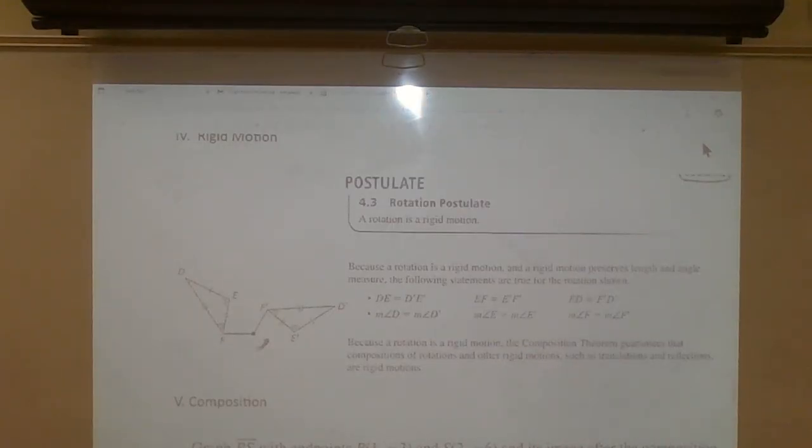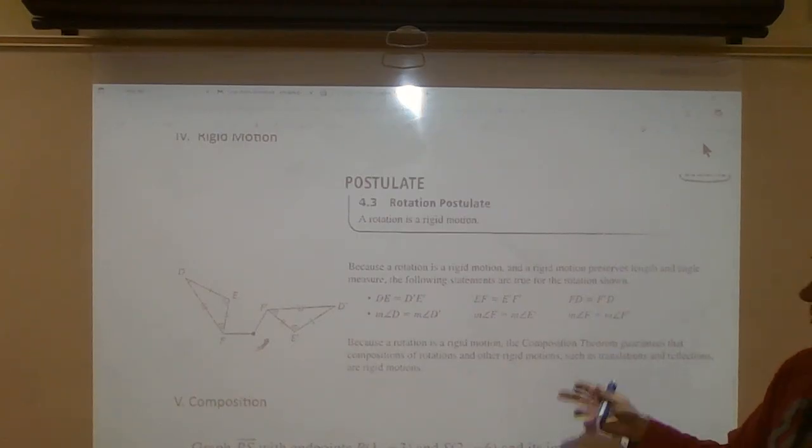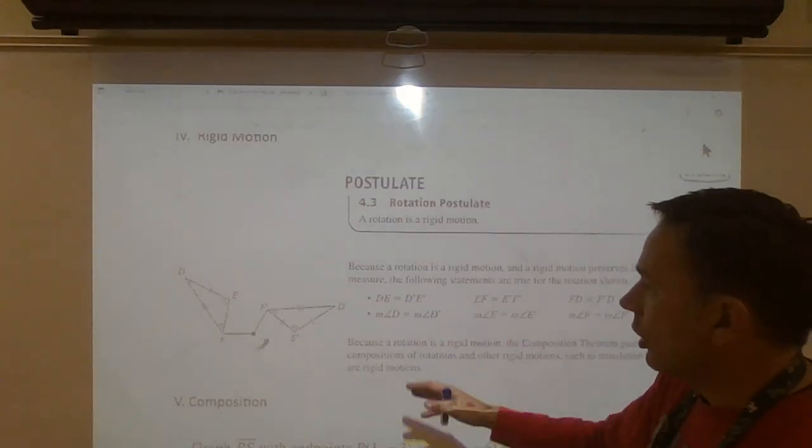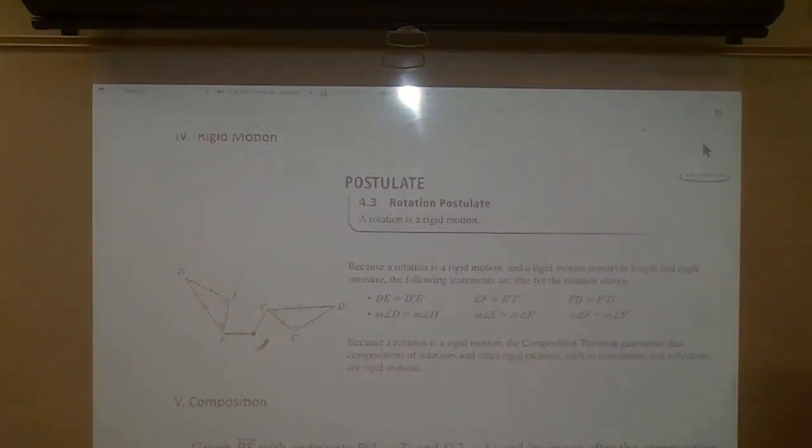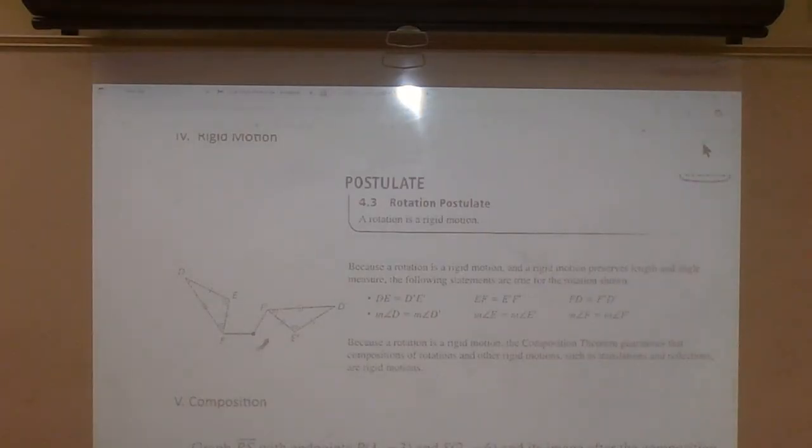So because this is a rigid motion, the composition theorem guarantees that compositions of rotations and other rigid motions, such as translations and reflections, are rigid motions. So the 3 things that we talked about are all rigid. We keep the original shape of what we're doing.